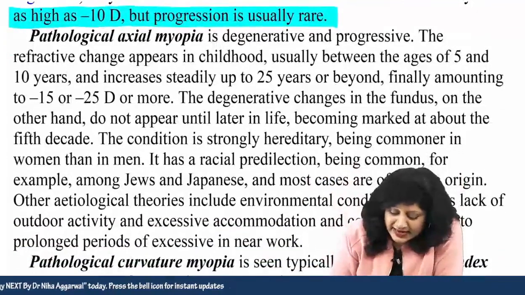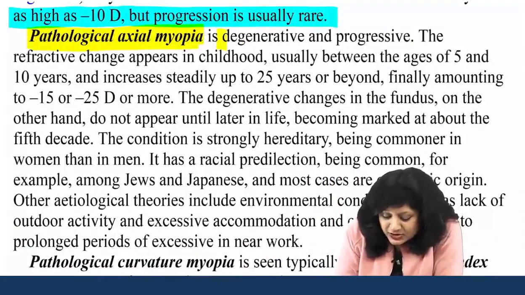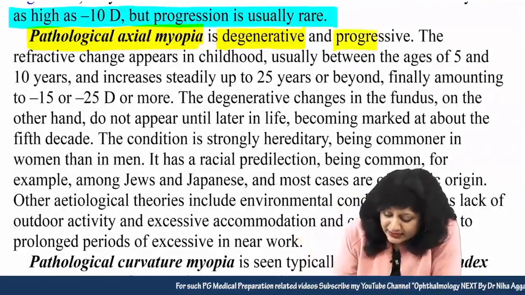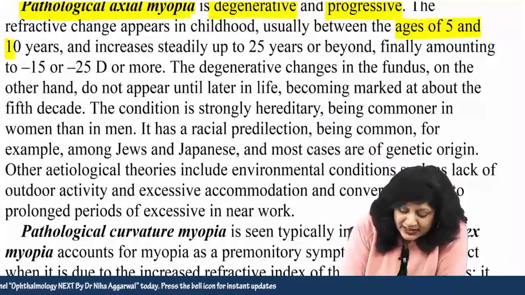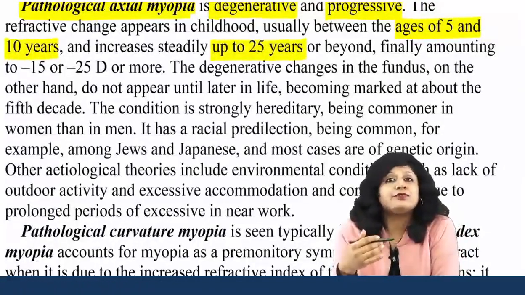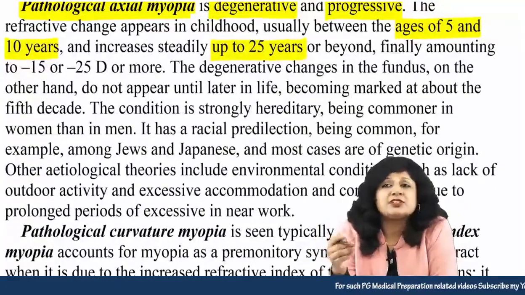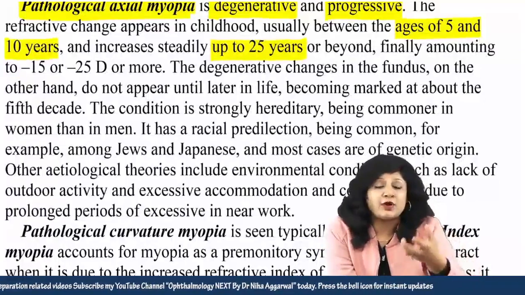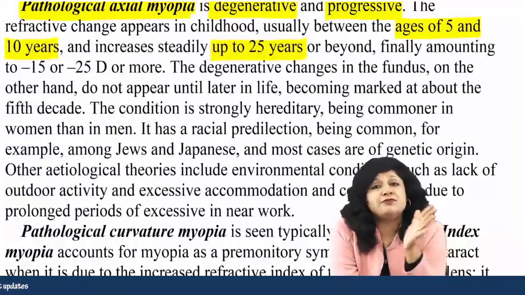The pathological axial myopia. Now we are dealing specifically with pathological axial myopia, which is a degenerative condition where you have high degrees of myopia. This is a progressive condition, and the refractive changes appear in childhood, usually between the ages of 5 to 10 years, and it increases up to 25 years. I told you there is a whole lot of difference between simple myopia and pathological myopia. Simple myopia does not progress beyond 5 to 6 diopters, while high myopia starts from 6 diopters itself.